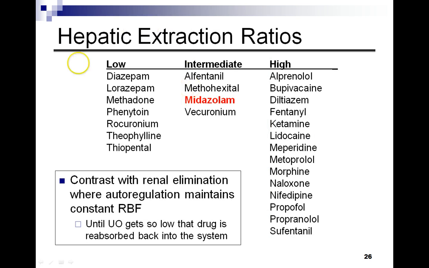You don't have to memorize this, but there are lists of drugs that have low, medium, and high hepatic extraction ratios. And this is interesting because compared with the kidneys, where autoregulation maintains a constant renal blood flow always, here different drugs may have very different metabolic effects as a function of liver blood flow.